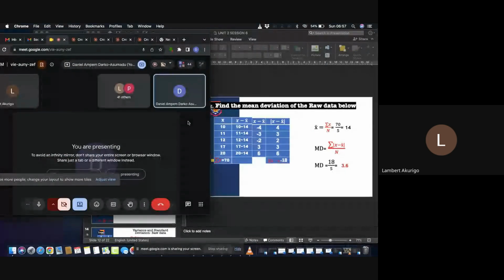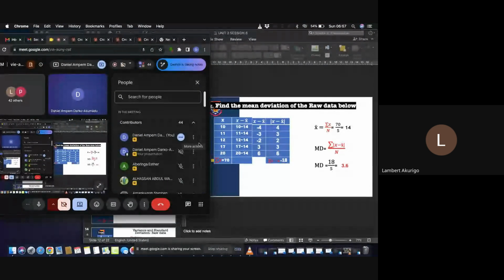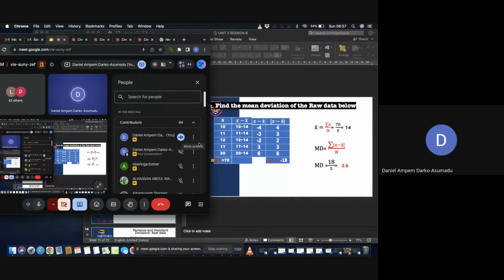Excuse me, sir. I don't know if you are going by your own example, but per the model I have here, the mean deviation on the raw data, the figures are different. What figures are you having? I have the X: 17, 18, 20, 22, 23. And the X1, I have negative 3, negative 2, 0, 2, 3.